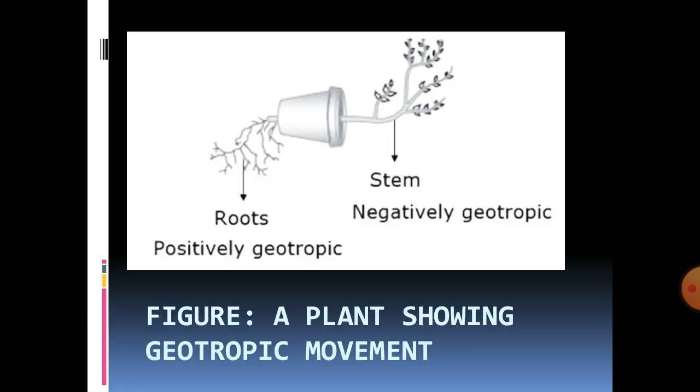This is the figure of a plant showing geotropic movement. The roots are showing positive geotropism and the stem is showing negative geotropism, as the stem is growing away from the soil and the roots are growing towards the soil. So the roots are showing positive geotropism and the stem is showing negative geotropism.